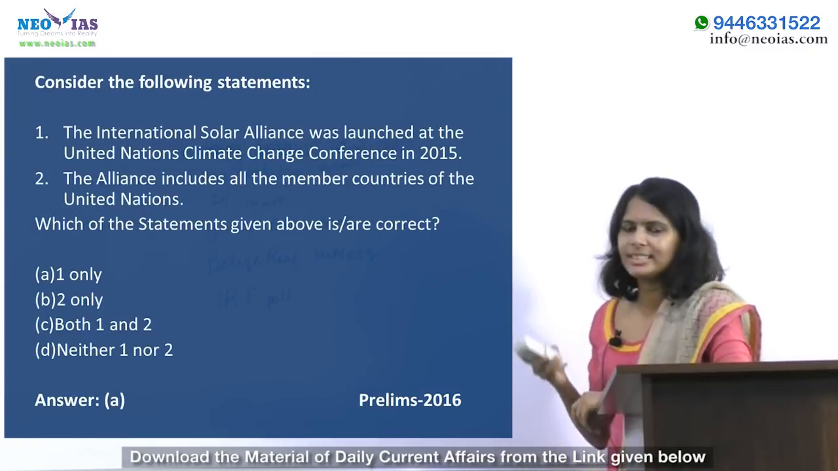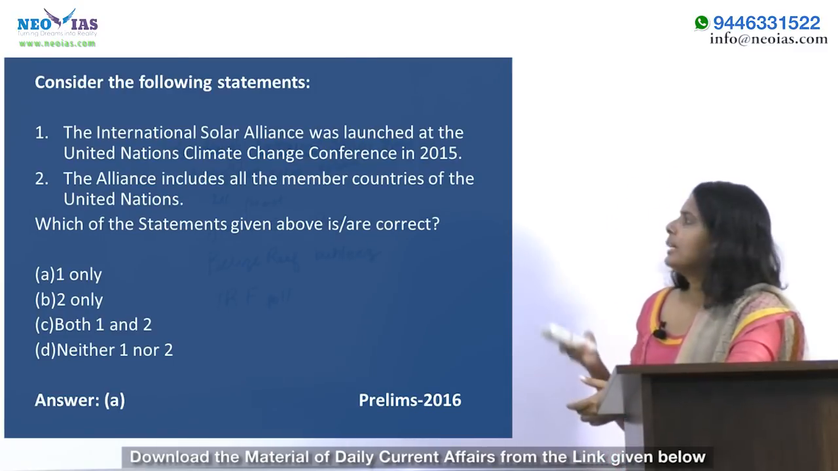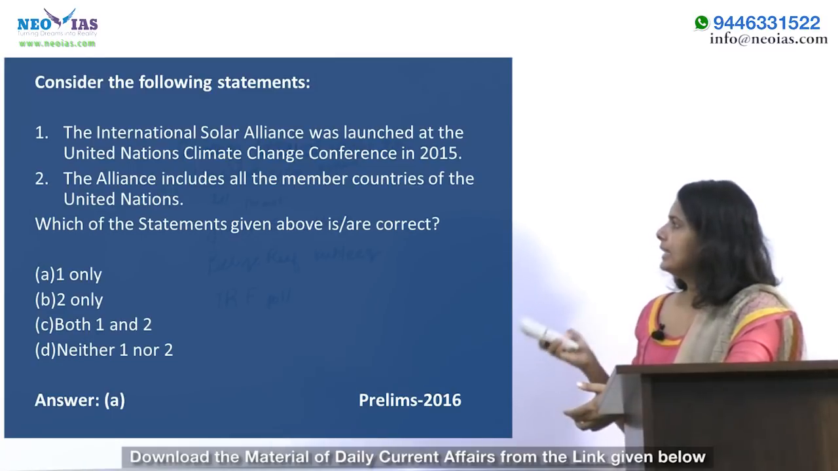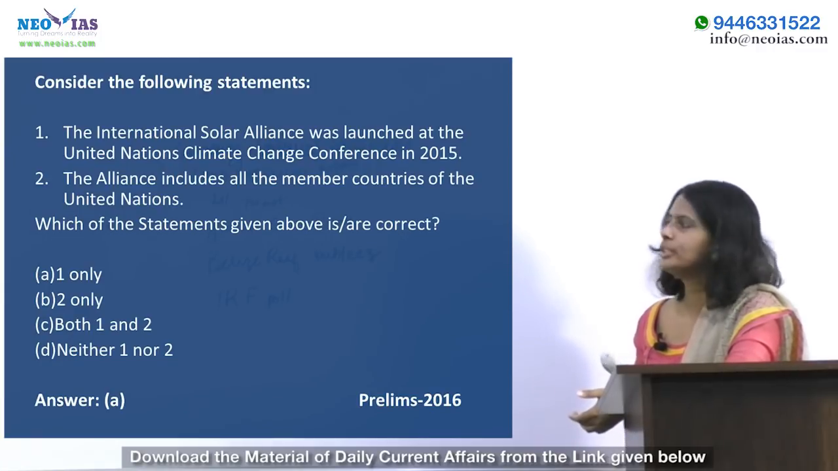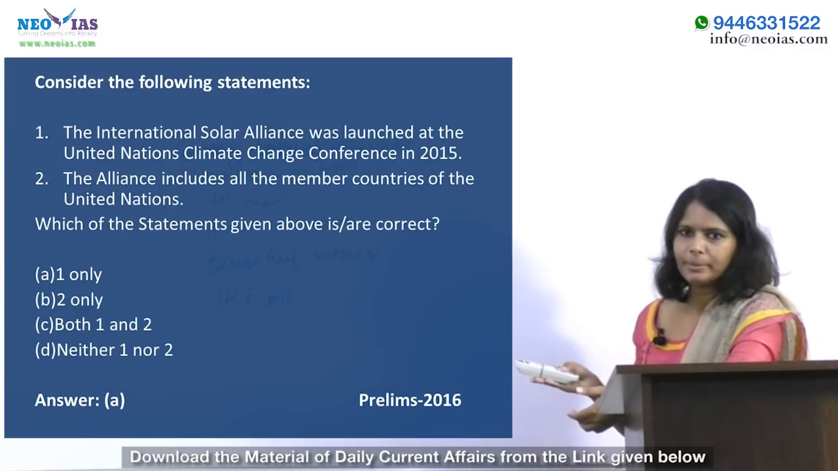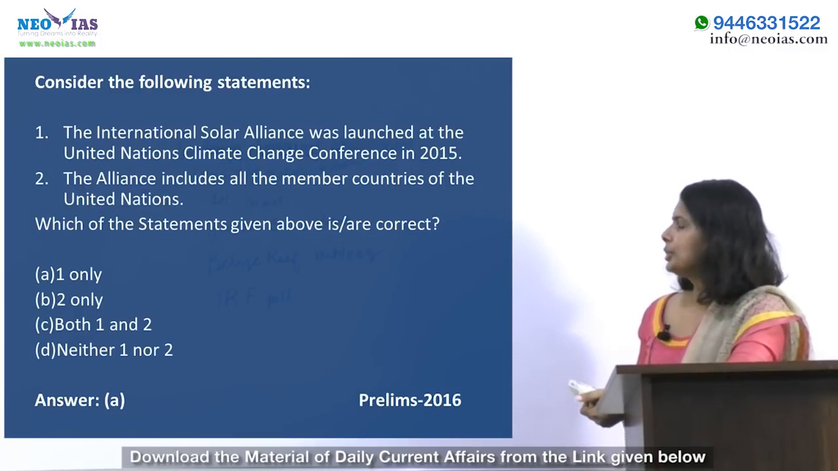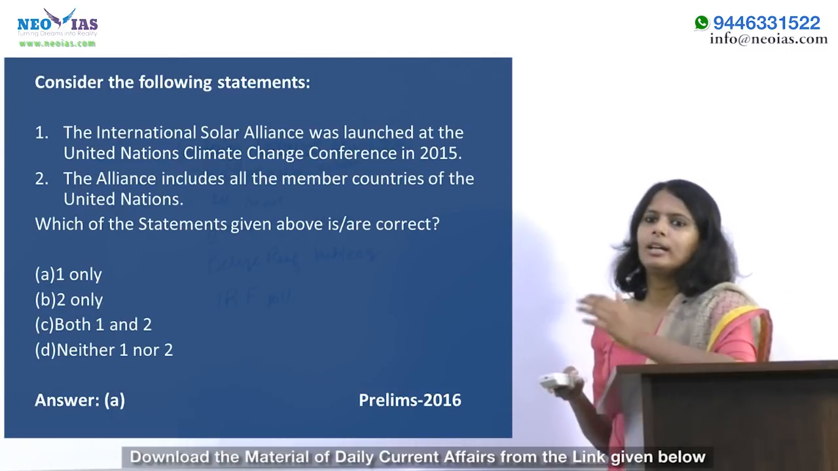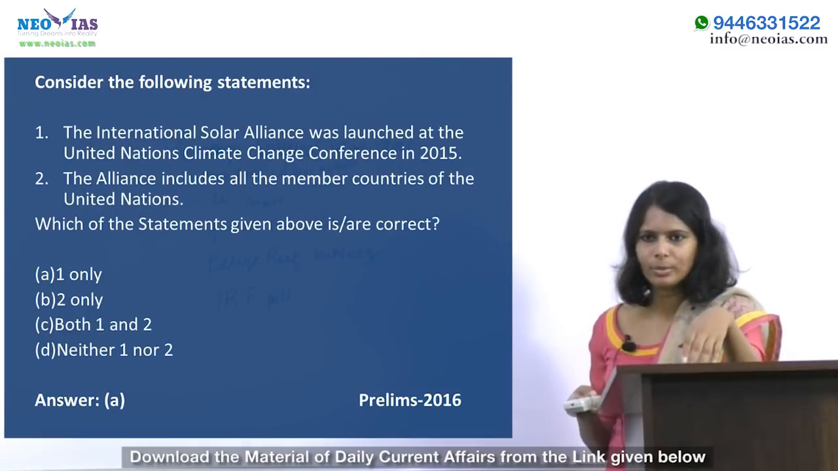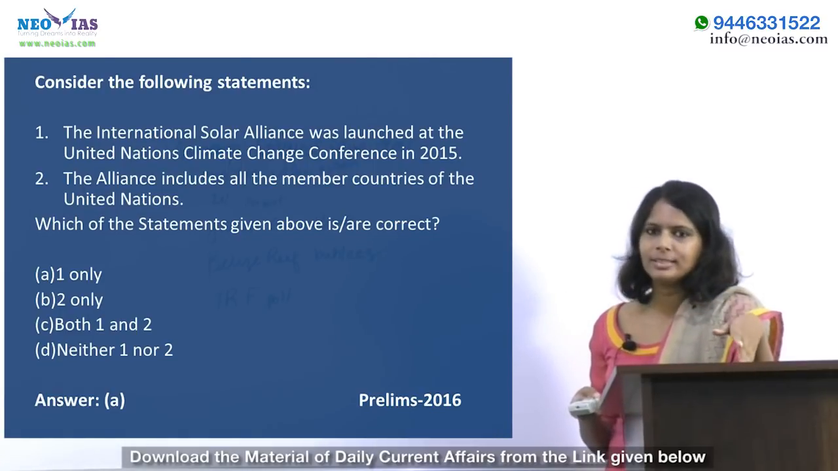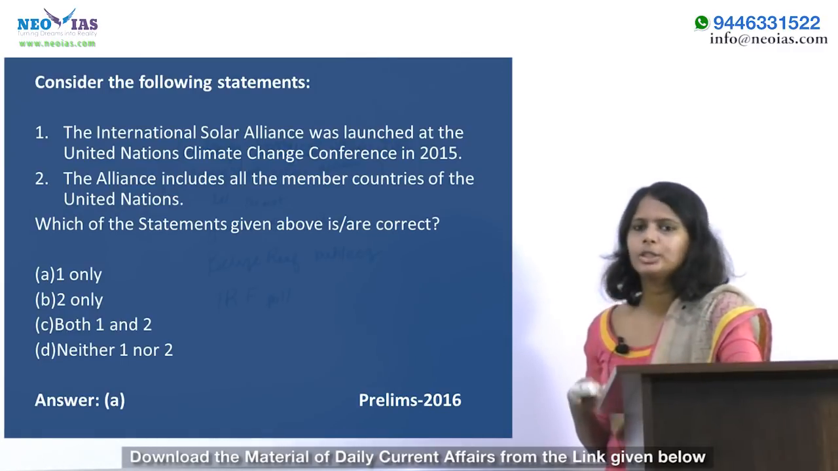So there is a 2016 prelims question regarding International Solar Alliance. Let's take a look at it. Consider the following statements. The International Solar Alliance was launched at the UN Climate Change Conference in 2015. The second statement is the alliance includes all the member countries of the UN. We just saw that the first statement is right, that is, this was launched on Conference of Parties 21, COP21, held at Paris under the United Nations Climate Change Conference.